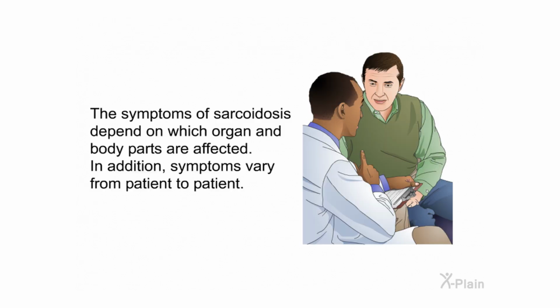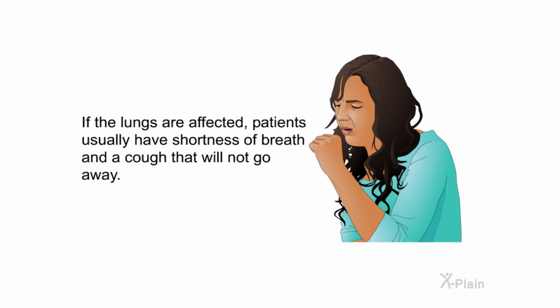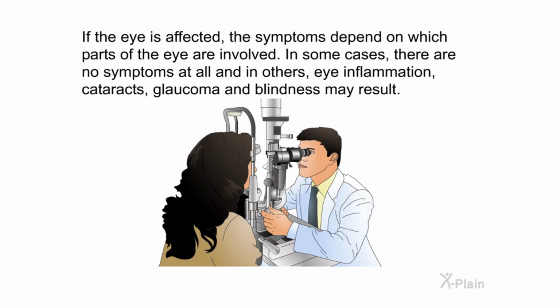Symptoms. The symptoms of sarcoidosis depend on which organ and body parts are affected. In addition, symptoms vary from patient to patient. If the lungs are affected, patients usually have shortness of breath and a cough that will not go away. If the eye is affected, the symptoms depend on which parts of the eye are involved. In some cases there are no symptoms at all, and in others eye inflammation, cataracts, glaucoma, and blindness may result.